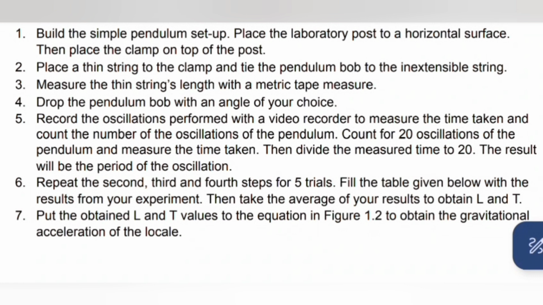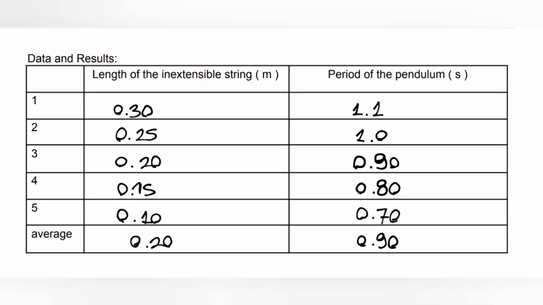And then by concluding our 5 trials, I have taken the average of the string length and the period. As you can see from this table, I have taken 5 trials of information both for the length of the inextensible string and for the period of the pendulum. And when I took the average of those values, my average length of the inextensible string was 0.2 meters and my average period of the pendulum was 0.9 seconds.